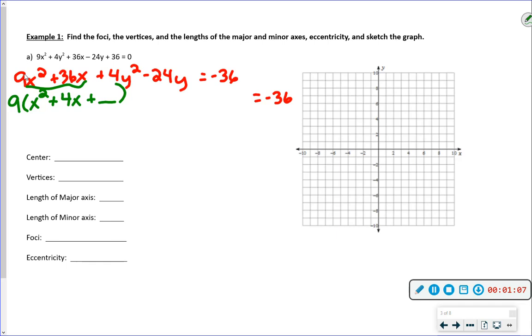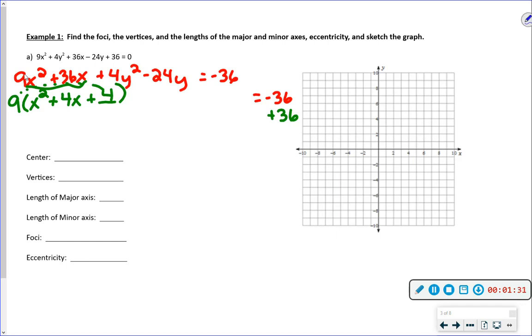Now complete your square in that green 4. Half of 4, 2, 2 squared 4. But I'm not going to get crazy and just put plus 4 on the right to balance it. I really put what number on the left? I heard it, 36. The 9 distributes. That is a very easy thing to miss, and it really messes up your equation.